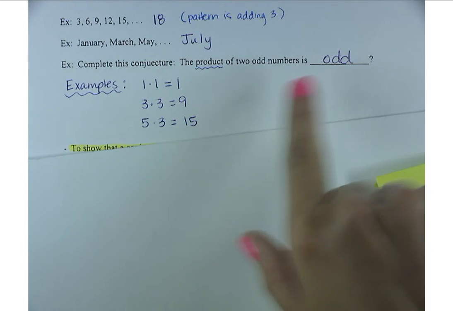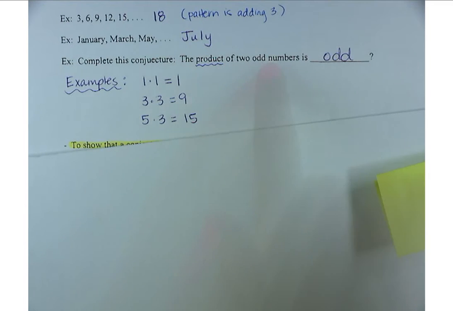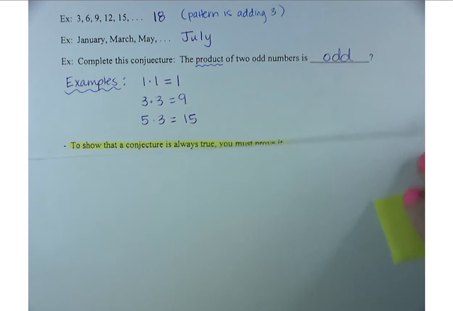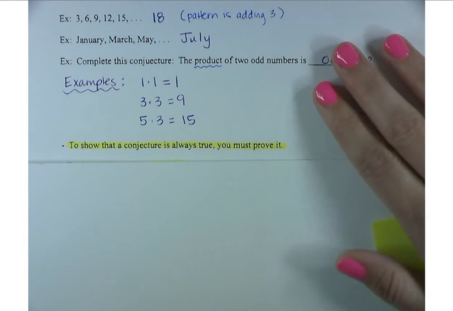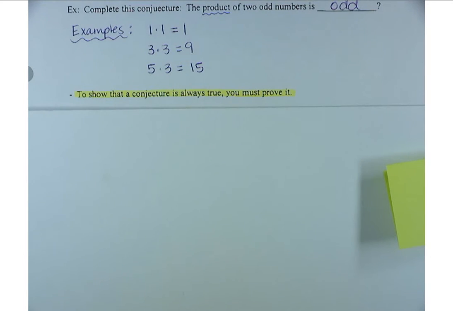So you would want to find the product of 2 odd numbers, and then you can make a conjecture from there. All right, so to show a conjecture is always true, you must prove it. Okay, to show a conjecture is always true, you must prove it.